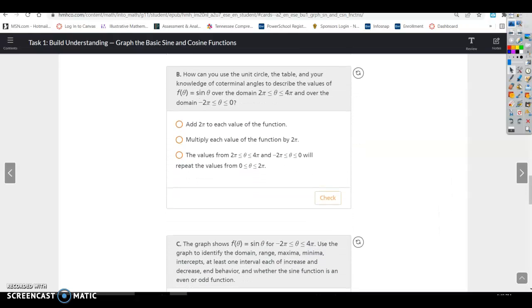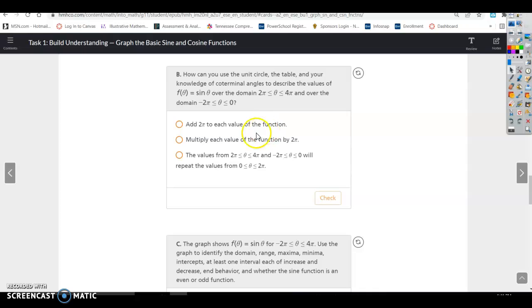All right. How can you use the unit circle, the table, and your knowledge of coterminal angles to describe the value of f of theta equals sine of theta over the domain of 2 pi to 4 pi and over the domain negative pi to 0? All right, so remember coterminal angles just means they have the same terminal side, but they're 2 pi rotation away, which means they're one complete rotation away, either forward, or backwards, which would be the negative direction. So how can you use the unit circle to describe the values of the domain?